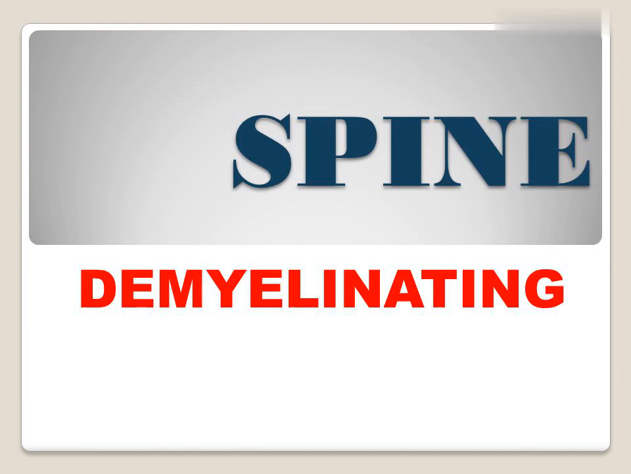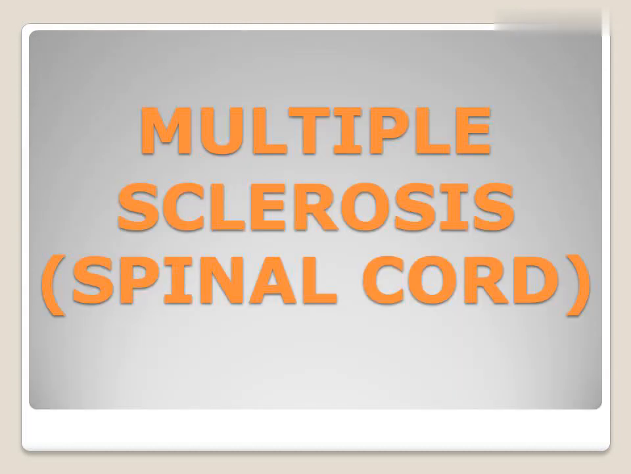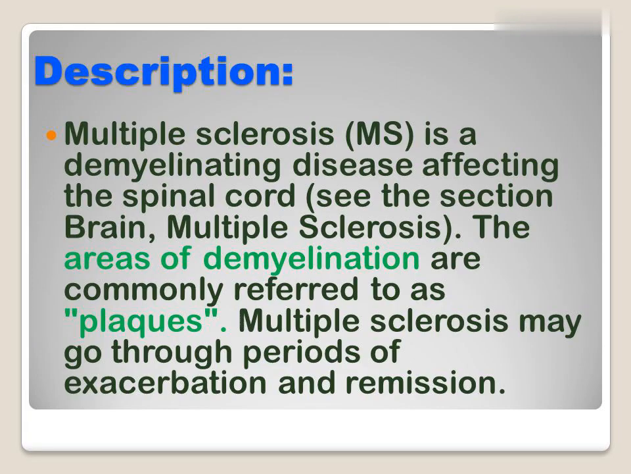Spine. Demyelinating. Multiple sclerosis, spinal cord. Description: multiple sclerosis, MS, is a demyelinating disease affecting the spinal cord. See the section Brain, multiple sclerosis. The areas of demyelination are commonly referred to as plaques.